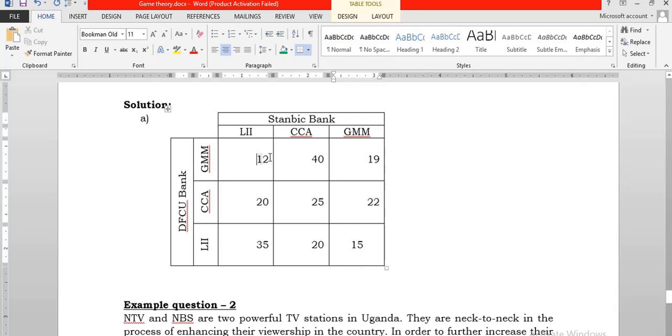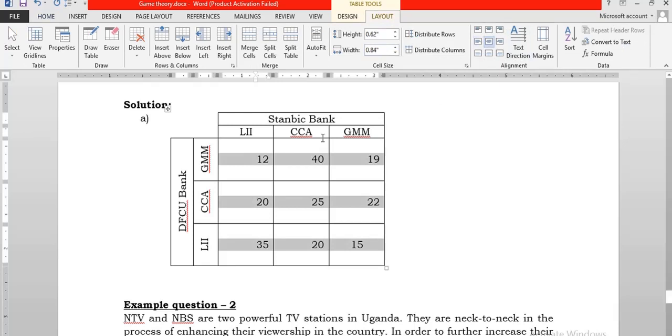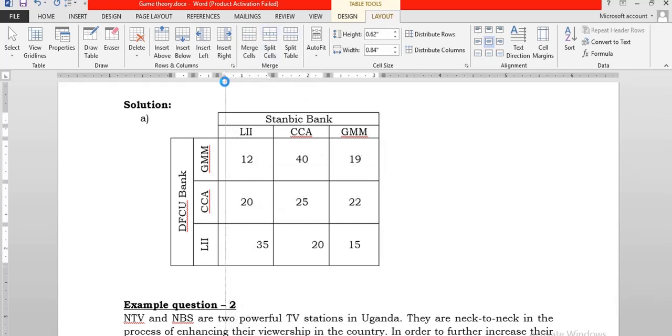Okay, so now let me do this just to center them like before. What has happened now? Let me see. Okay, so I think there's a problem here. It's this one. Okay, that's it.